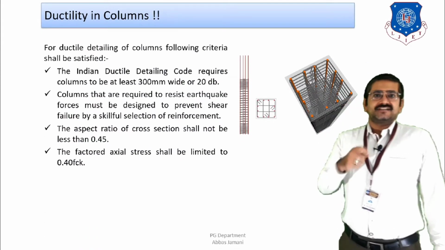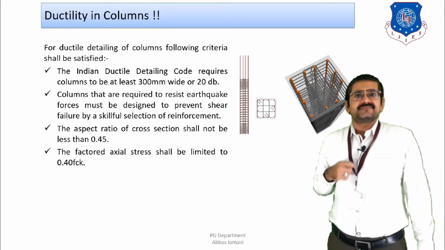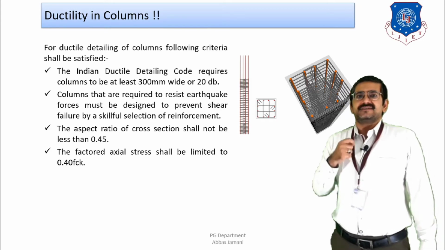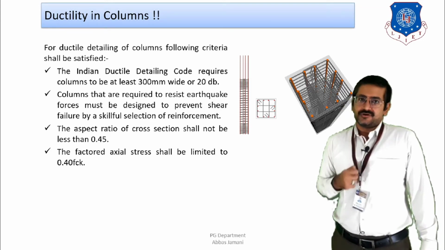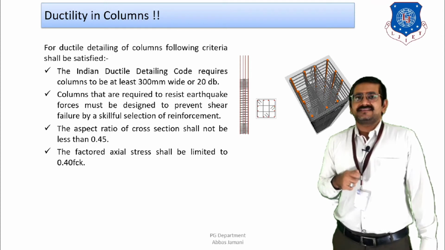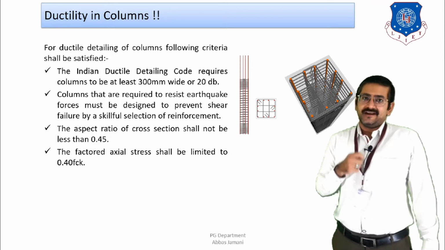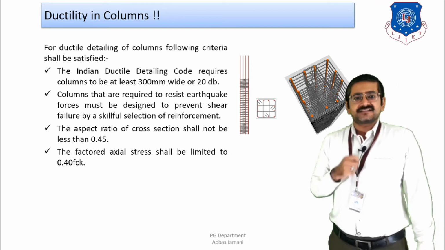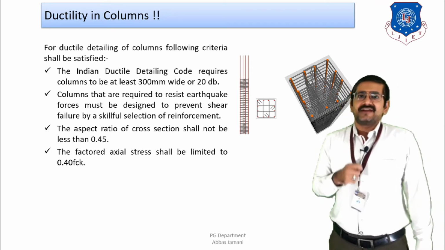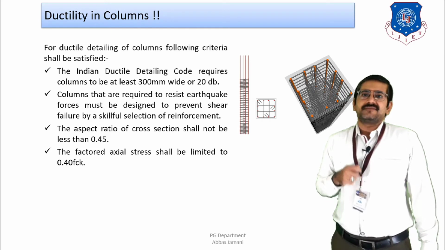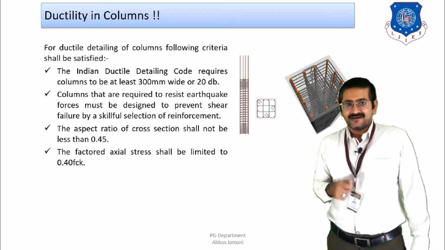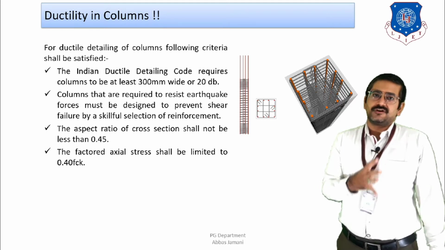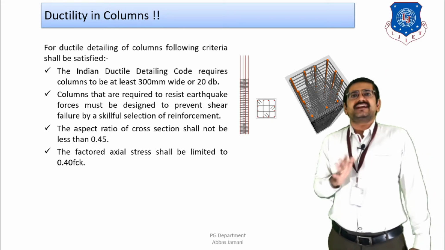Now, just like in case of beams, we had certain basic criteria based on which the ductile detailing of beams could be done. Similarly, there are some basic dimensional criteria that are to be followed for columns as well. And these guidelines are, mind well, provided as per IS 13920:2016, where the first criterion is that the minimum dimension of the column should be 300 mm or 20 times the bar diameter. That is, either face of the column, the width or the depth or length of the column, should be minimum 300 mm or 20 times the bar diameter.